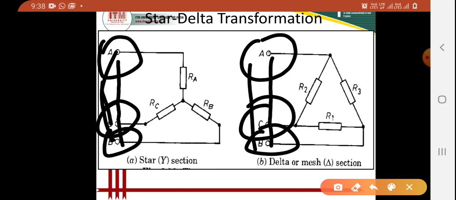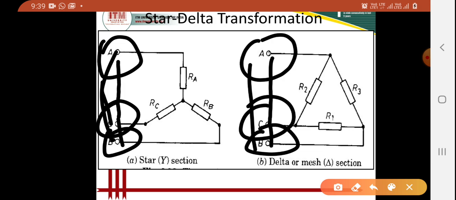Here the resulting networks are only equivalent for voltages and currents external to the star or delta networks. Internally the voltage and the current are different, but each network will consume the same amount of power and have the same power factor as each other.